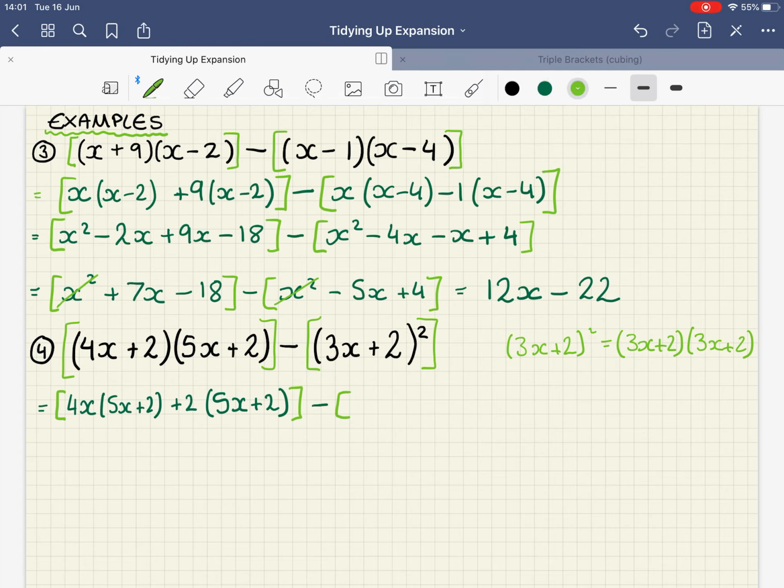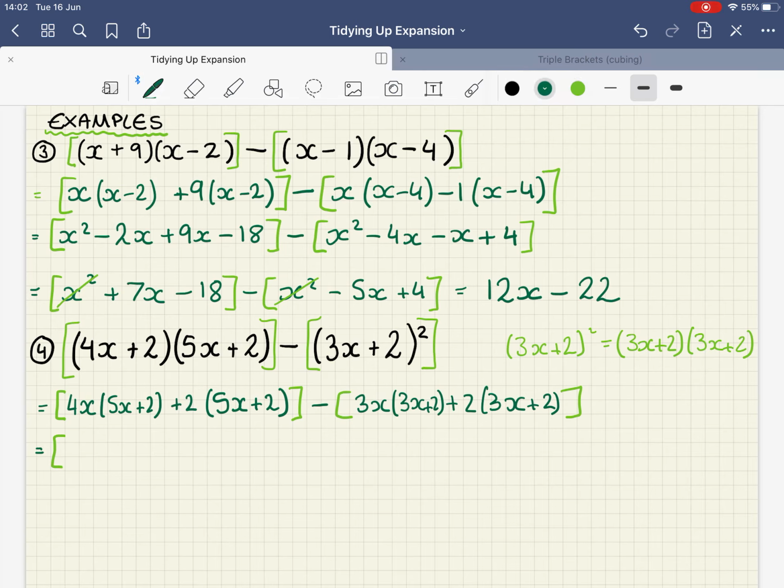Minus 3x plus 2 and 3x plus 2. Ooh, got a bit squished there. 3x plus 2. Oh, I changed colour pen too early. Okay, then doing my expansion.